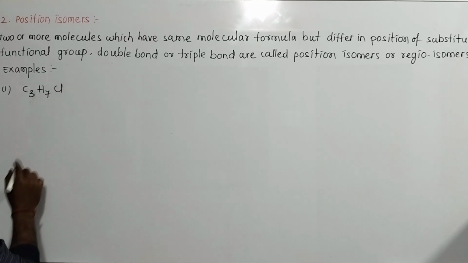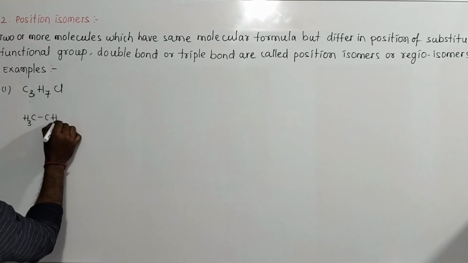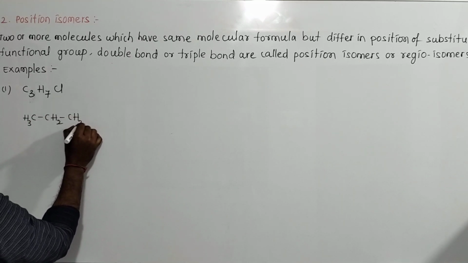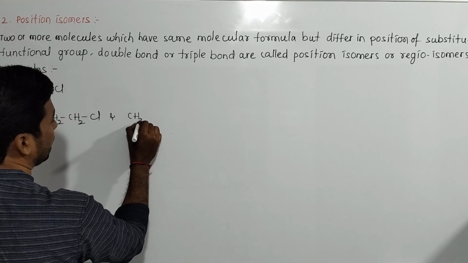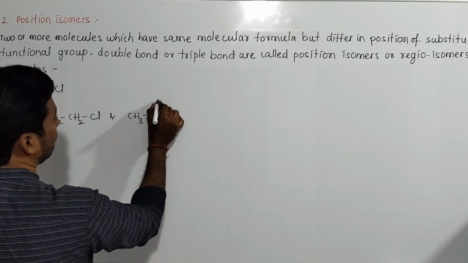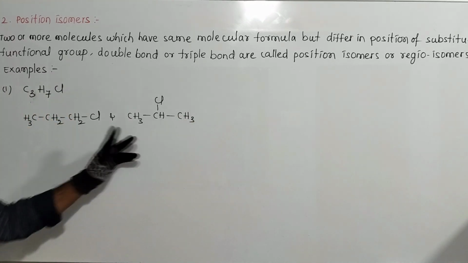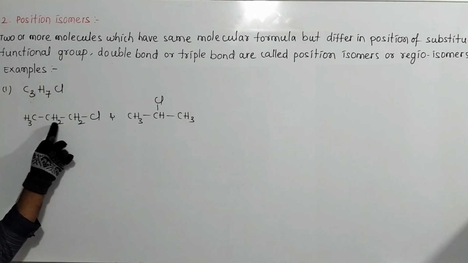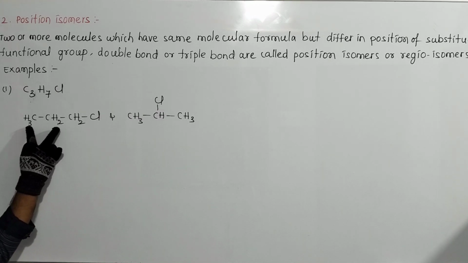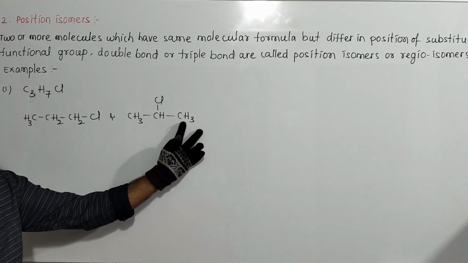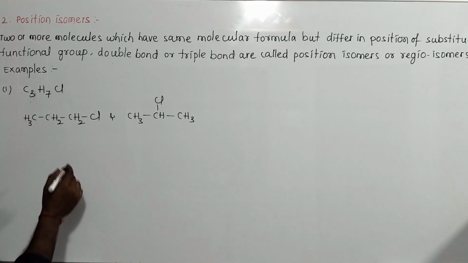C3H7Cl. See, with this molecular formula, two molecules are possible. This is one, and CH3, CH, here Cl, and CH3. Verify once. Both molecules have 3 carbon atoms, 1 chlorine atom, and hydrogen atoms are 4 plus 3, 7 and 6 plus 1, 7. Molecular formula same, but position of substituent different.